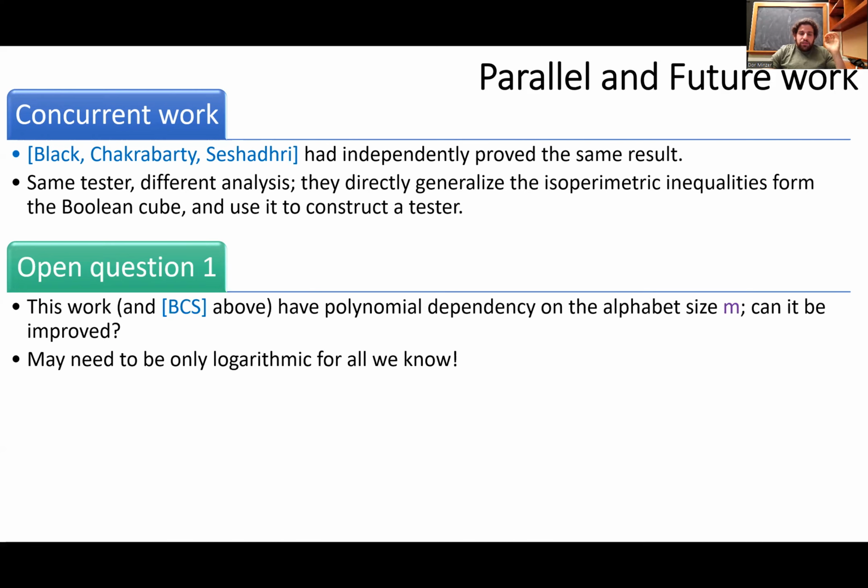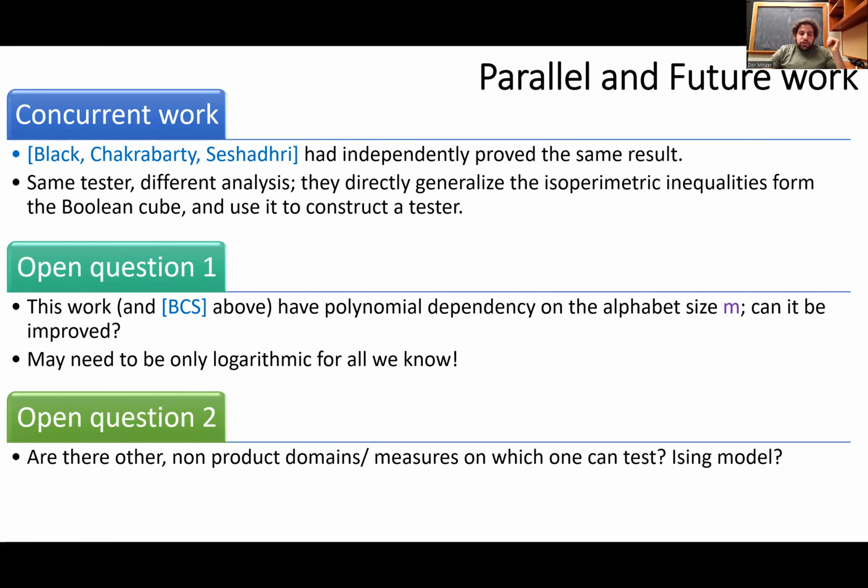Except that, well, if you really want to completely finish it, there is one more case that you have to consider, which is the dependency on the alphabet size. Both our work and this work of Black, Chakrabarty, and Seshadhri get polynomial dependency on the alphabet size m. And there are some other works that say that you only need to consider m of polynomial size. In fact, you can do a dimension reduction. So it would be interesting to know if the polynomial dependency on m is necessary, or maybe it can be improved. For all we know, you can do with logarithmic dependency on n, but these two works fail to get it.